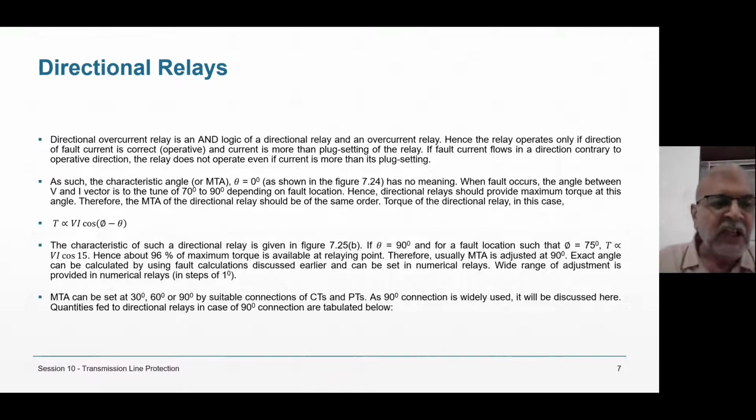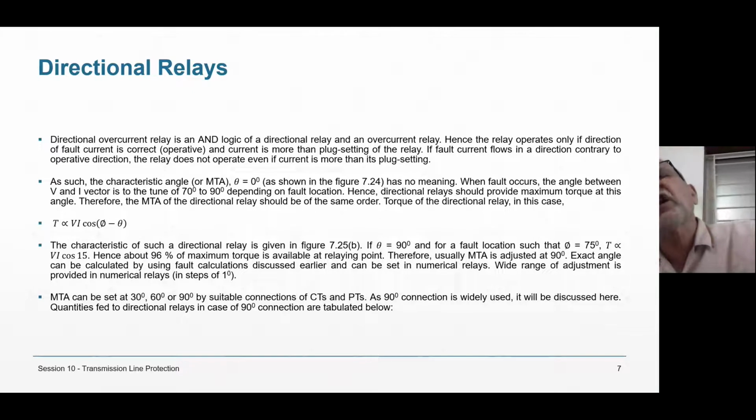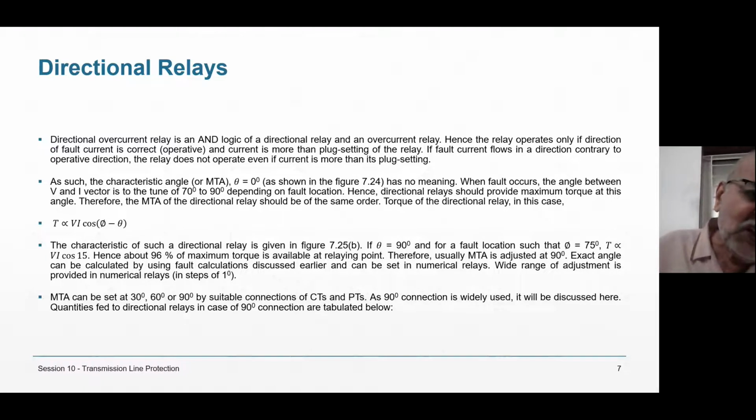That is invariable. I mean, you can change it by setting, but that is a different thing. That is decided by the relay manufacturer. Phi is variable because phi is dependent on the location of the fault. If the relay is far from the generator, then resistance will be there, so the angle will be less. And if the fault is near the generator, then the angle will be practically 90 degree.